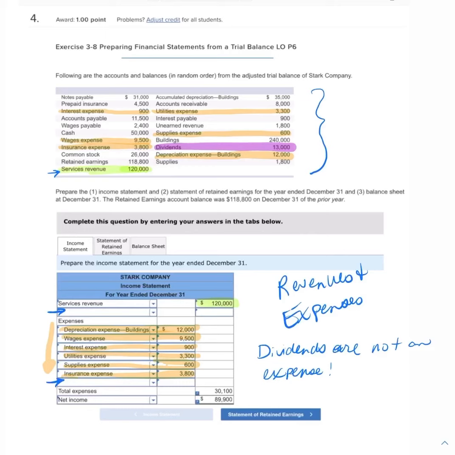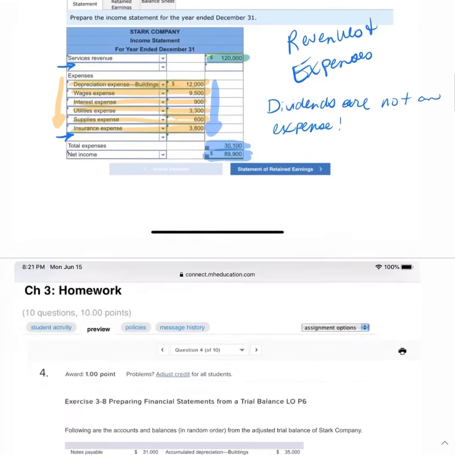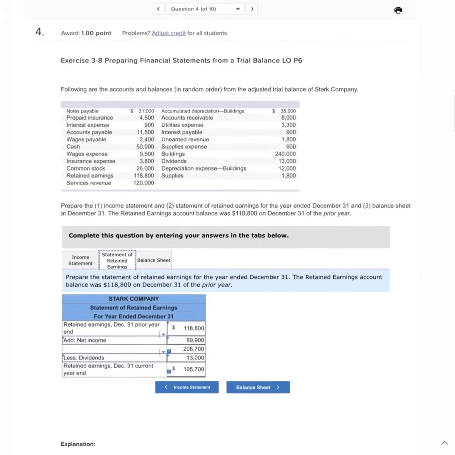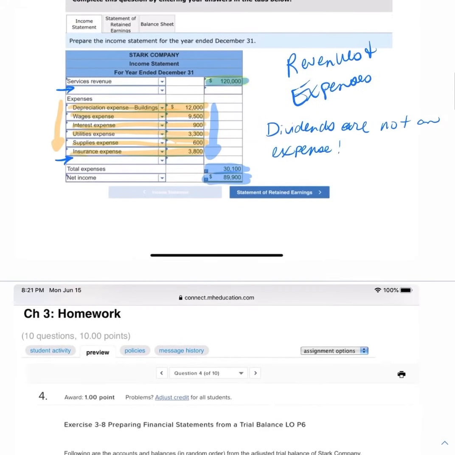But in this case, all we need to do to finish this up now is I will take my $120,000 in total revenue, back out my total expenses of $30,100, which is just the sum of all of these items here. And that will give me my total net income of $89,900.